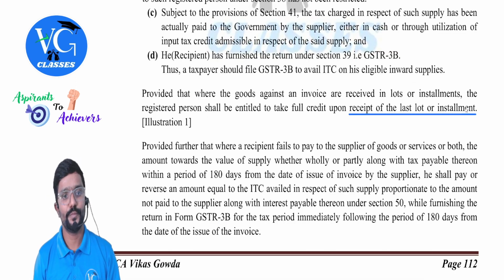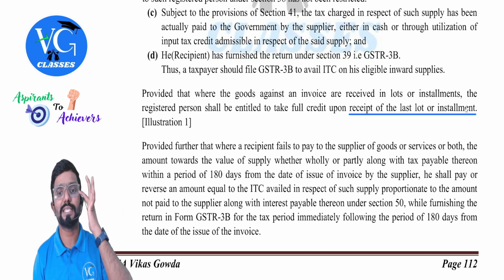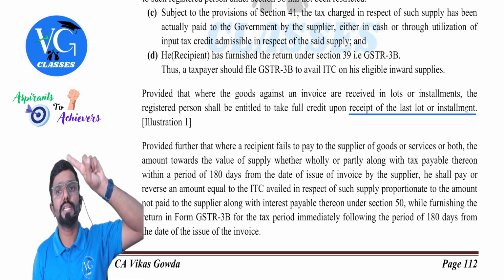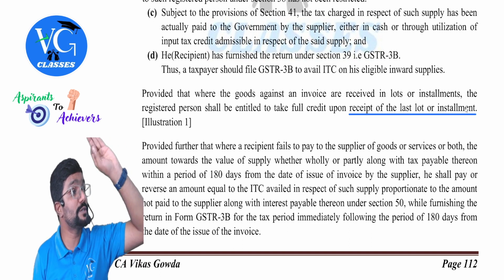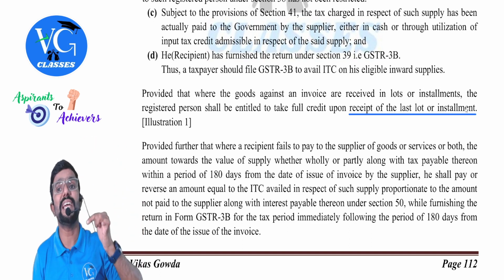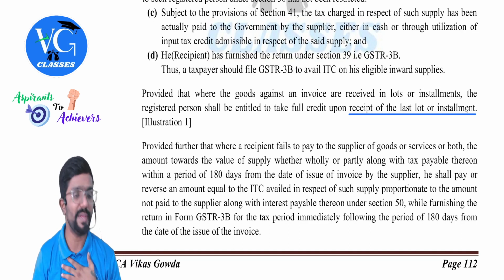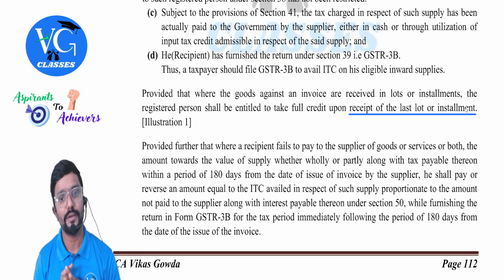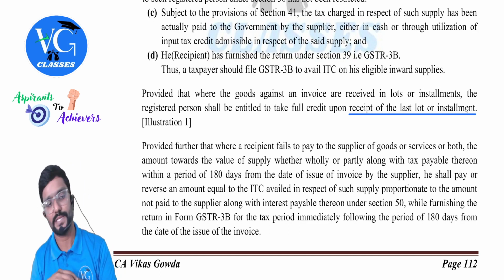So clause D now. E means who? Your recipient, as furnished the return under section 39, that is GSTR 3B. Guys, what is covered in section 37 is GSTR 1. What is covered in 38 is GSTR 2B. What is covered in 39 is GSTR 3B. So recipient has to claim the credit through which return? GSTR 3B, guys. Thus, a taxpayer should file GSTR 3B to avail ITC on his eligible inward supplies, guys.